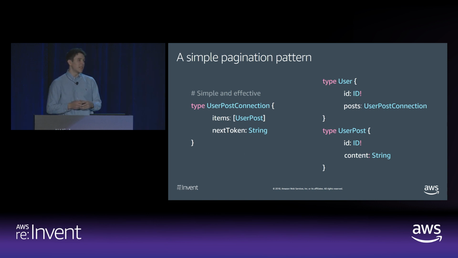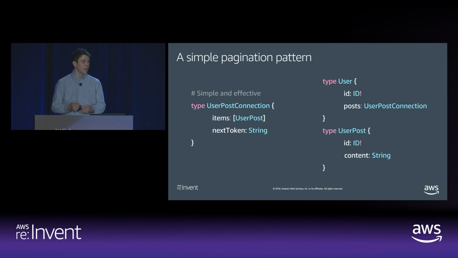Here's a really simple pagination pattern. It's one that we use a lot with AppSync. It maps really well to DynamoDB. It's simple and effective. It allows you to get back a list of items, and then it provides a single next token. The tell for whether you have more objects in that paginated set or not is simply, is that next token null? If it's null, you're done. If it's not, there's more information to query.